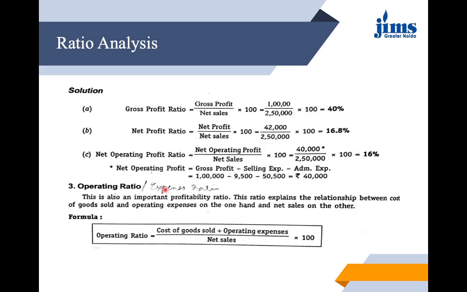Then next we have the operating ratio or the expenses ratio. This is also an important profitability ratio. This ratio explains the relationship between the cost of goods sold and operating expenses on one hand and net sales on the other. So the formula appears like this: cost of goods sold plus the operating expenses upon net sales into 100.